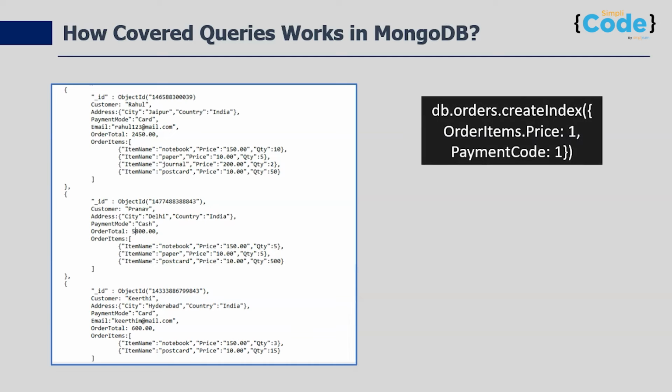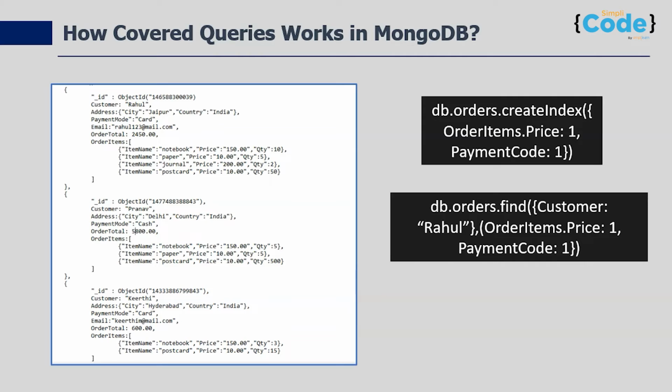Now, let's say I'm creating an index on the order items field, wherein I'm creating a particular index on the price here, and also on payment mode. So the query would be db.orders.createIndex, orderItems.price, and I'm mentioning 1, that is ascending order. The index is created in ascending order. And also for payment mode, I'm creating an index.